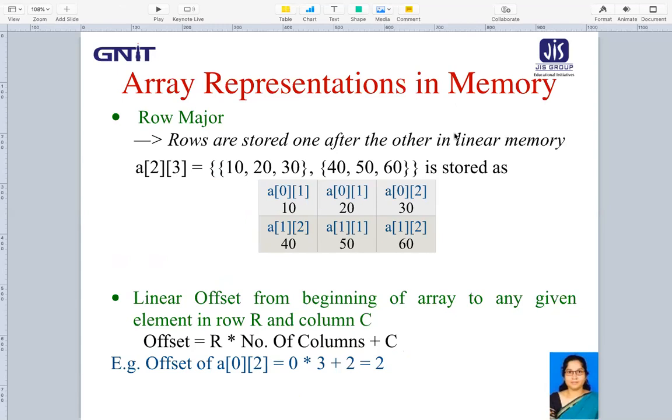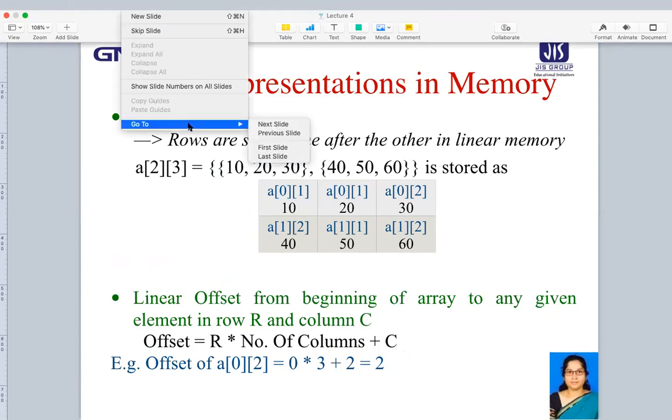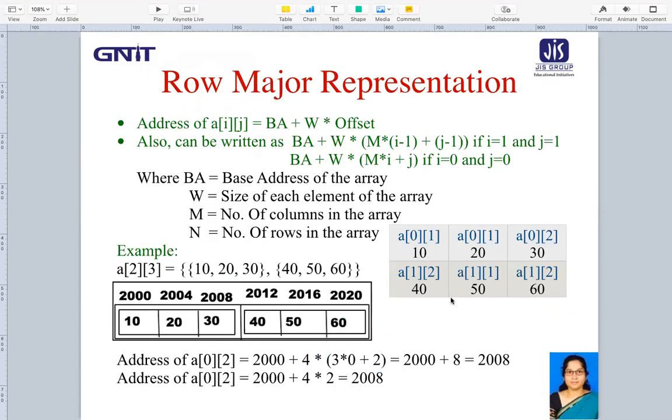So now let us go back and check how this element is actually stored in the memory. So this is our given example. Let us see how it is stored in the memory. If we represent it normally, it will be represented like this, and because it's a row major representation, the elements will be stored one row after another row. So this is the first row, 10, 20, 30, stored first, and 40, 50, 60 is the second row, stored after it.